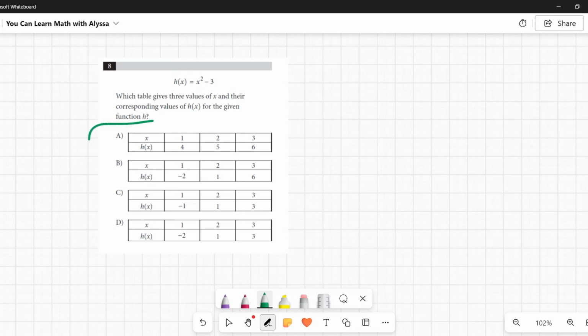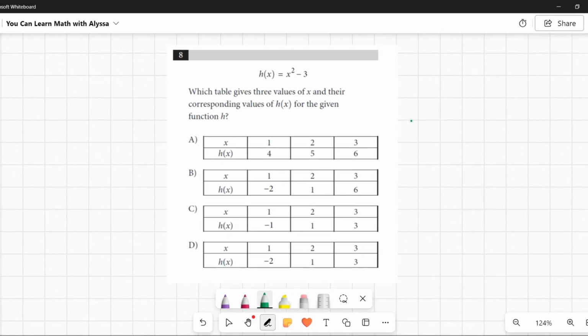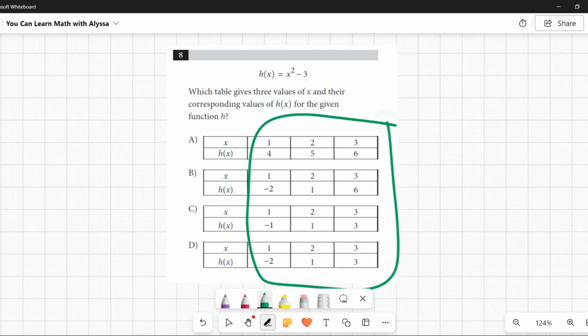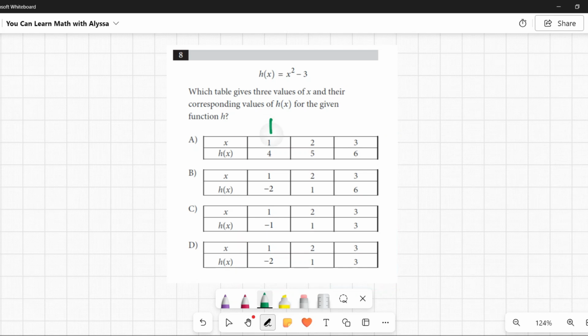So we have 3 tables here, and this is one where we don't have to try every single table. A couple little shortcuts can save us some time. First I'm looking at the options here and which one has a different option for the output, for the h of x, for a given number. So like, would it be this column, or this column? Which one is going to eliminate the most answers right off the bat?